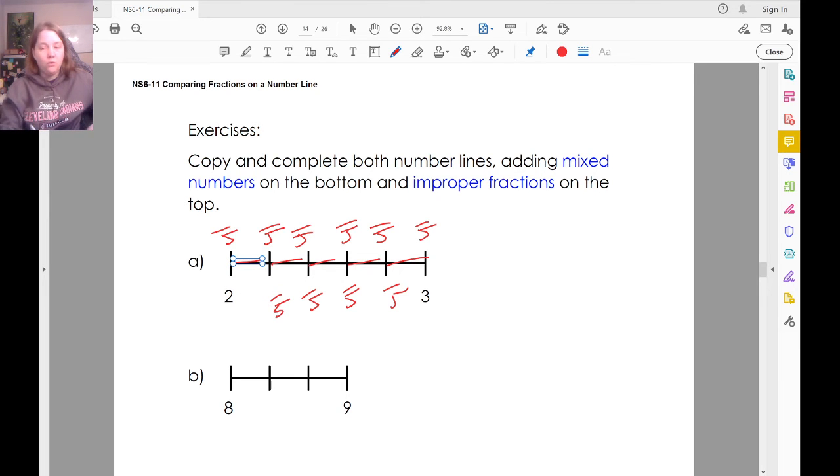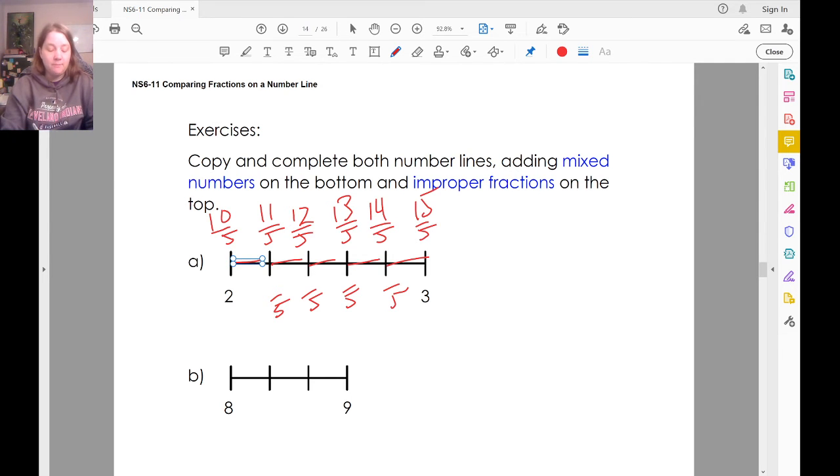So 2 wholes, how many fifths is 2 wholes? 2 pizzas cut into 5 slices each. 2 times 5 is 10. So this is going to be 10, 11, 12, 13, 14, 15.